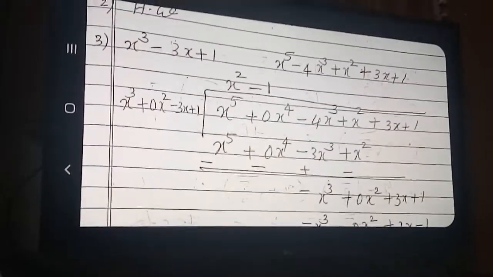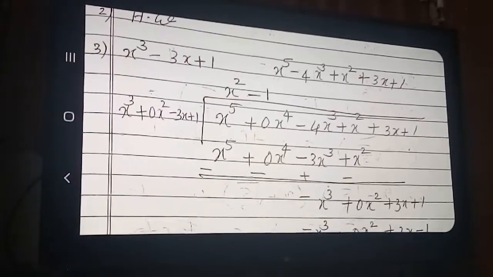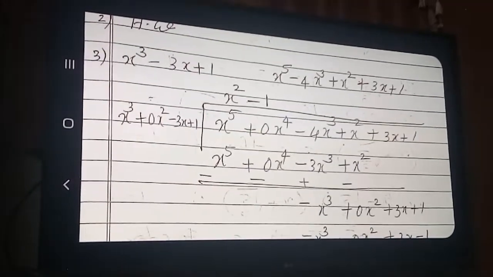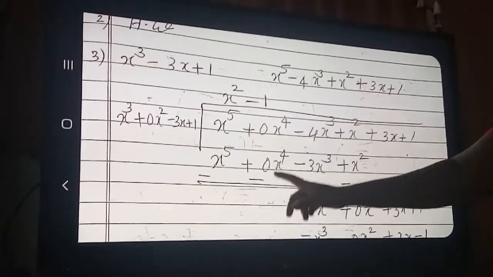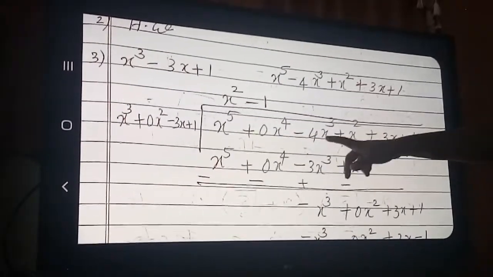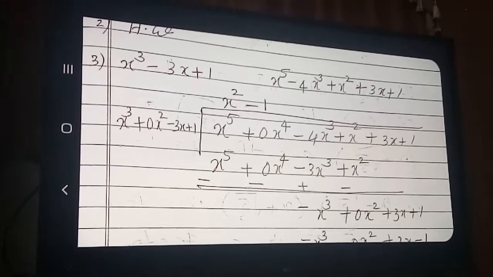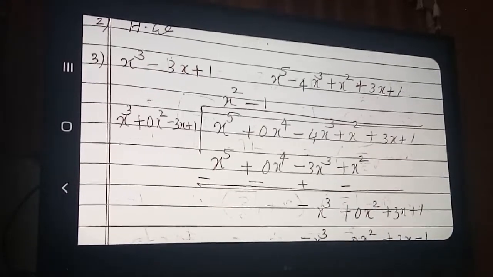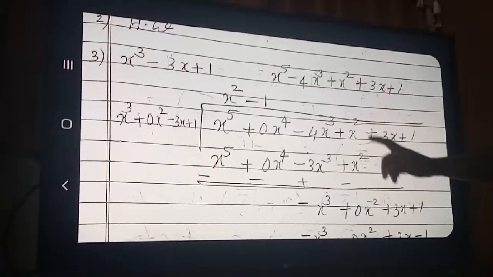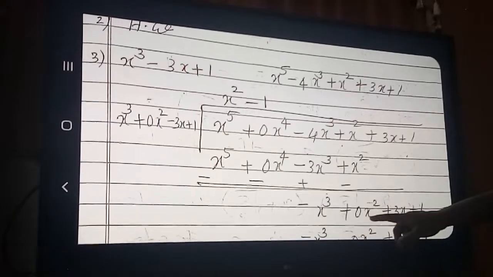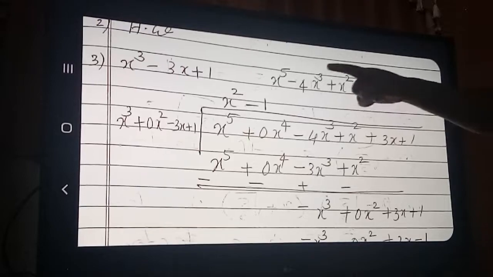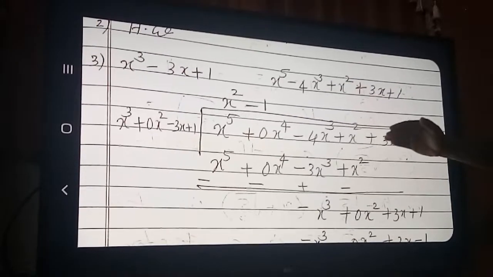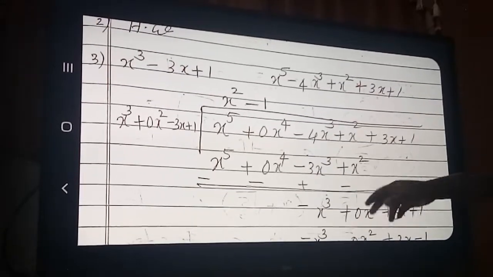Okay, change the sign and add them. Minus x raised to 5, so adding, what will you get here? This term is cancelling, this term also cancelling. Then here minus 4 plus 3, how much will come? Minus x cube. Then x square minus x square, 0 x square. Here how many terms came? At present 2 terms. Bring there how many terms? 4. So bring down the next 2 terms also.